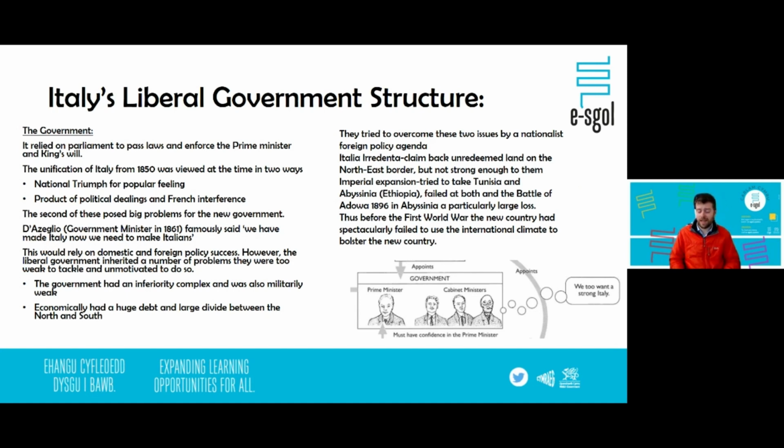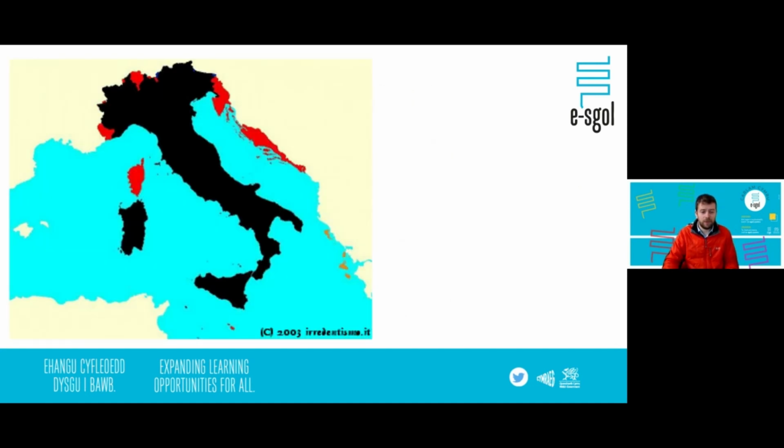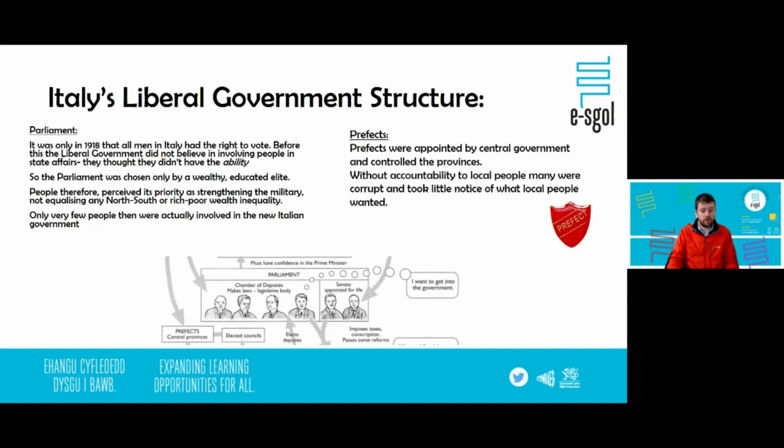The new country had spectacularly failed to use that international climate to bolster the new country, to make people feel Italian. And this is that map of Italia Irredenta. You can see those red areas of land there that they presumed, they felt should be part of Italy, should have been part of Italy ever since the unification in 1871. Underneath then, you've got your king, you've got your government, underneath it your parliament, and your prefects at the bottom.